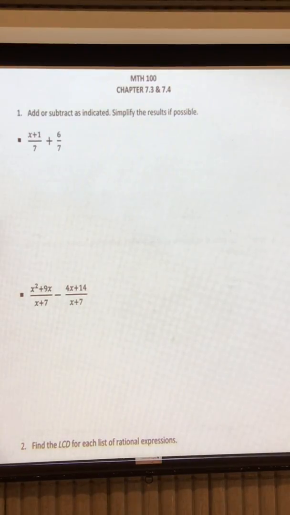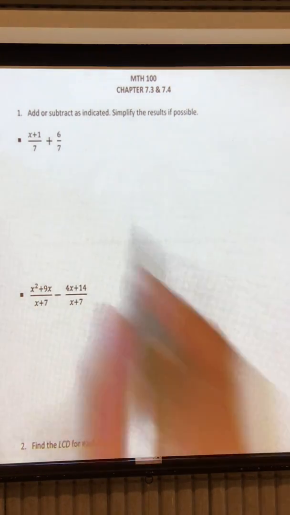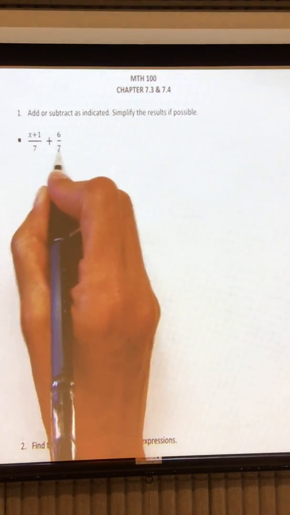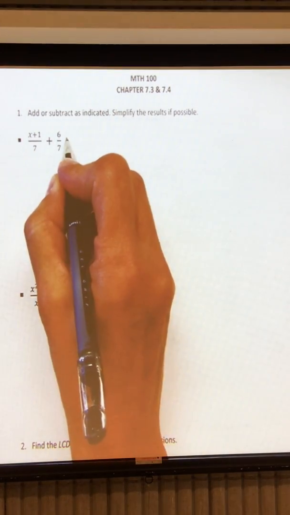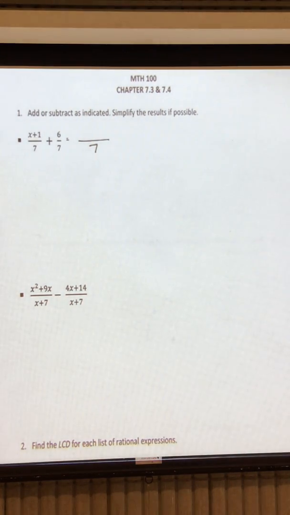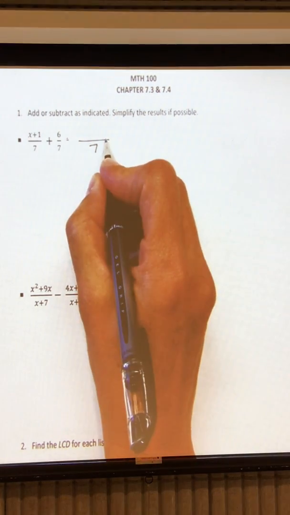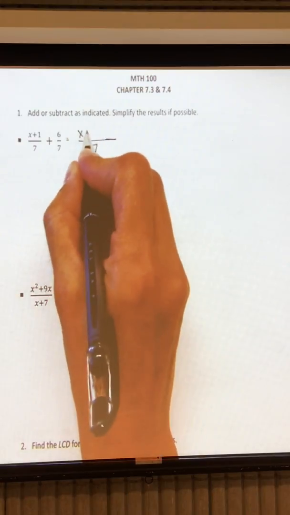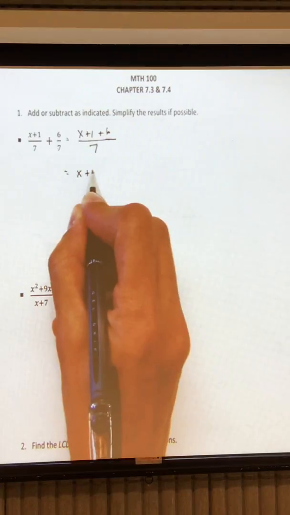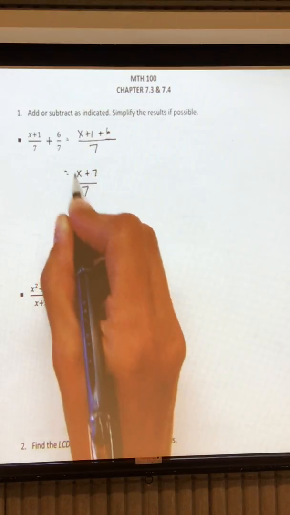Let us begin Chapter 7, Sections 3 and 4. Problem number 1, add or subtract as indicated. So the first rational expression, your denominators here are 7. So to add rational expressions with the same denominator, you just keep the denominator and you combine the numerator. So you have x plus 1 plus 6, which is equal to x plus 7 over 7.